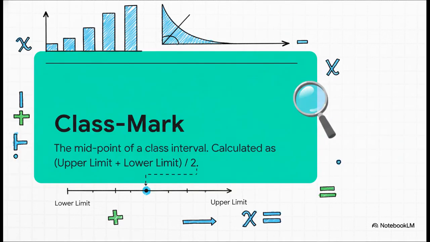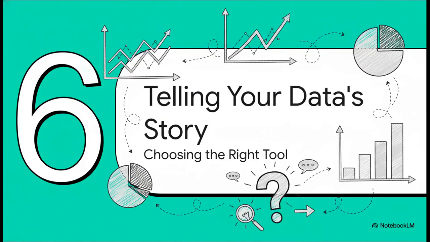That midpoint has a special name, by the way. It's called the class mark. And the formula to find it is super simple. You just add the upper and lower limit of your interval and divide the whole thing by 2. So there you go, 3 powerful tools to help you turn raw data into a compelling story. But the big question is always, how do you know which one to use? Well, it all comes down to what you're trying to show.